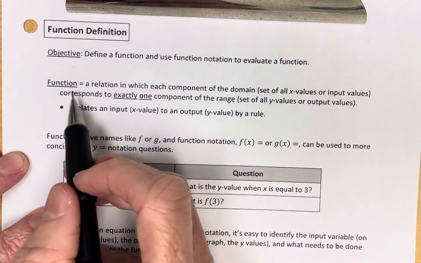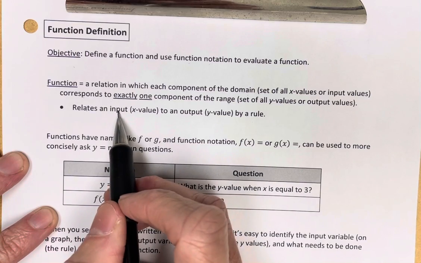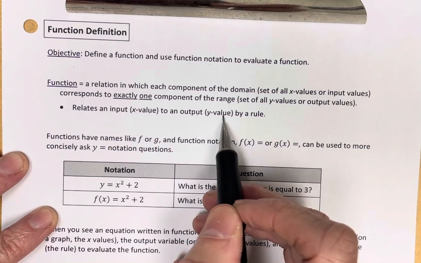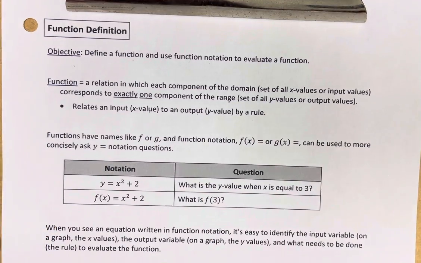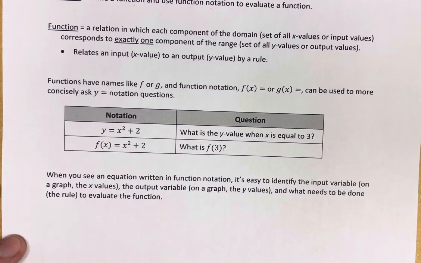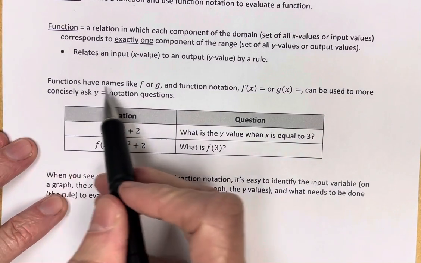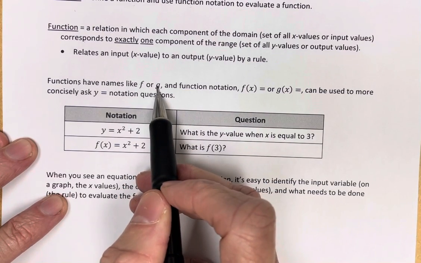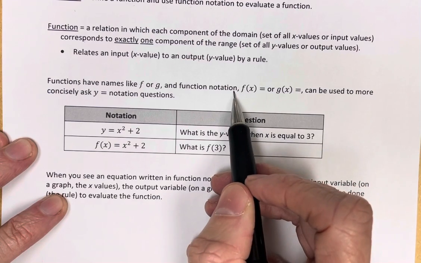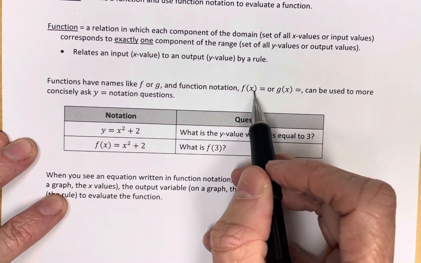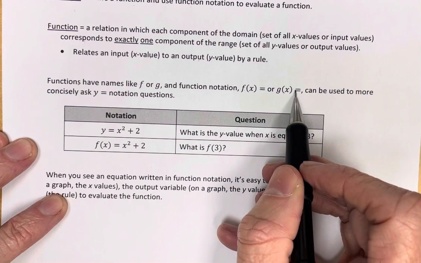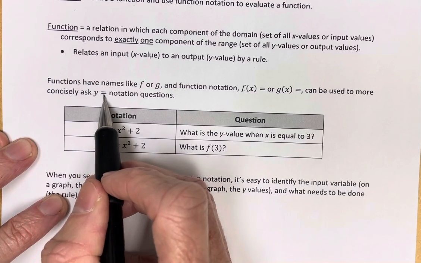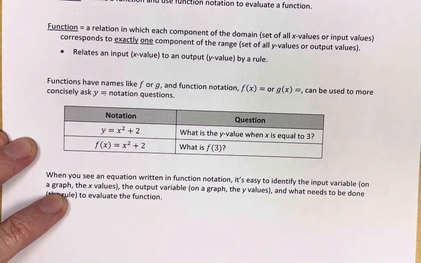In other words, a function relates an input, an x value, to an output, a y value, by a rule. Okay, let's see if we can simplify that a little bit. Functions have names like f or g. Most common, of course, is f. G is probably the second most common. And function notation, which is f of x equals or g of x equals, can be used to more concisely ask y equals notation questions.